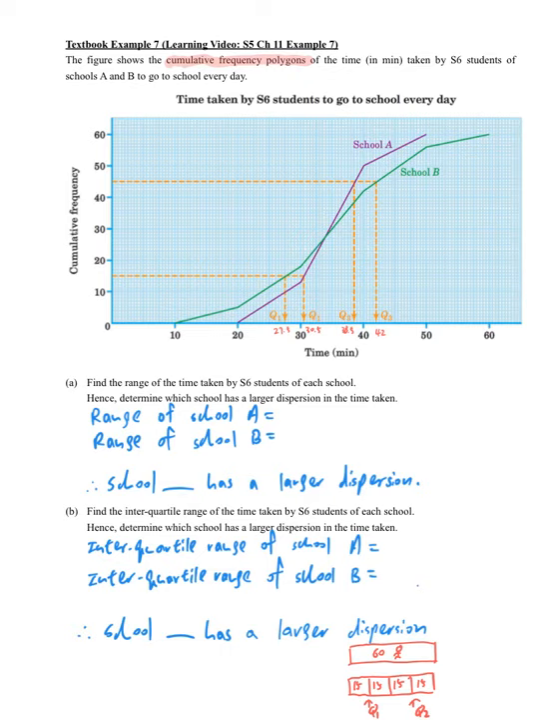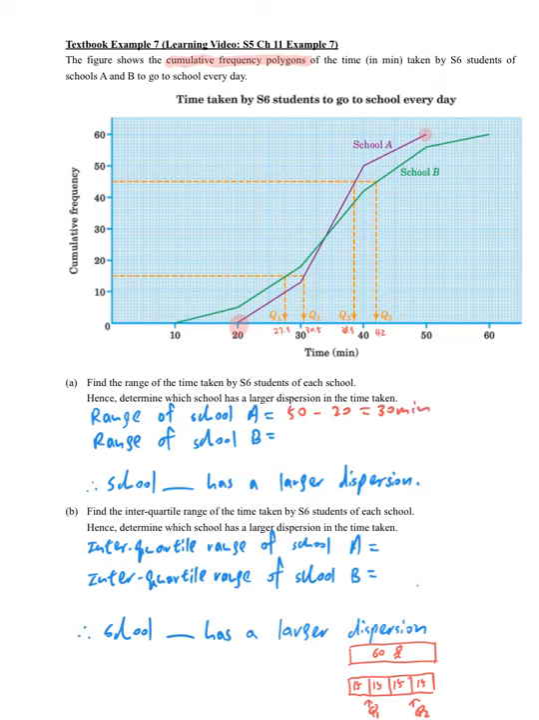So let's look at the purple line about school A. There are 60 students totally, and some students live very nearby. They only take 20 minutes to school. That's the smallest data. And some of them may live quite far away, and they take 50 minutes to the school. That's why the range here would be 50 minus 20, which is 30 minutes here.